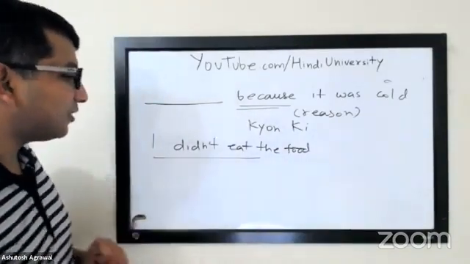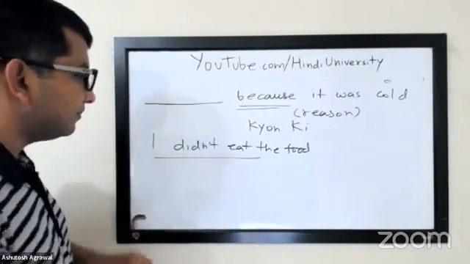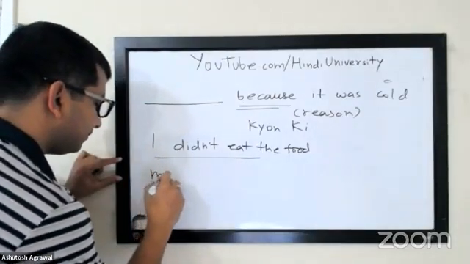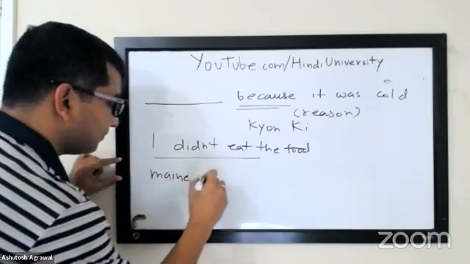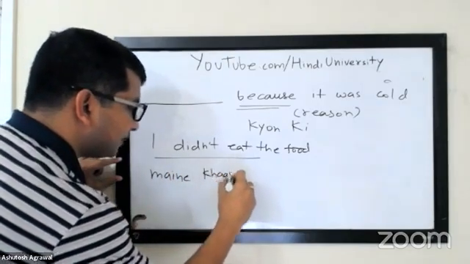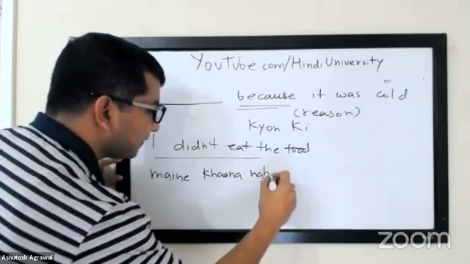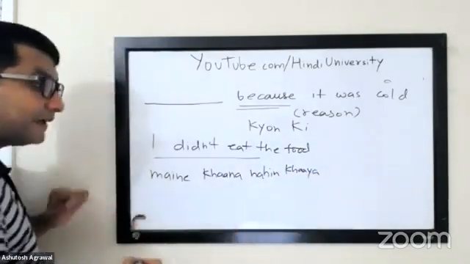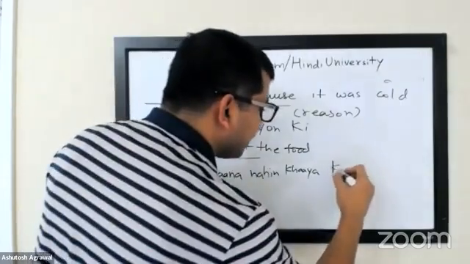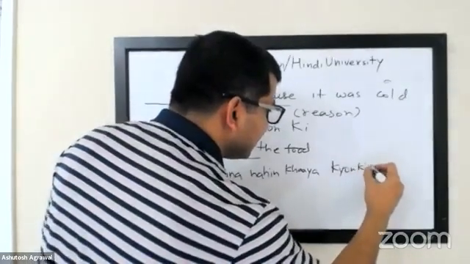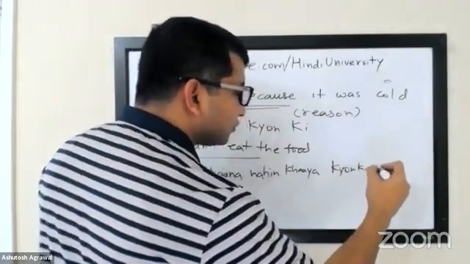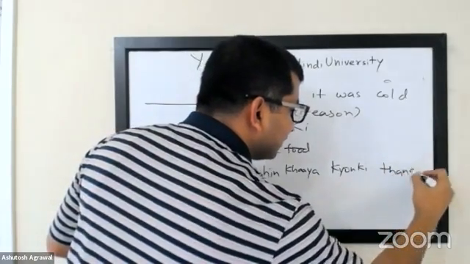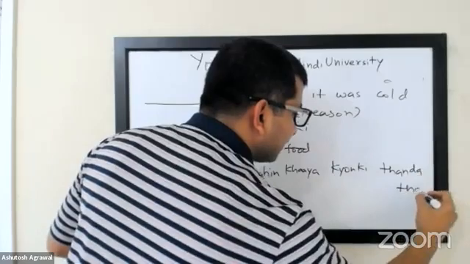Okay, so Donaji. मैंने खाना नहीं खाया. Yes, keep going. मैंने खाना नहीं खाया क्योंकि ठंडा था. Very good. मैंने खाना नहीं खाया क्योंकि either you can say food was cold, खाना ठंडा था, or you can say क्योंकि ठंडा था. Okay.